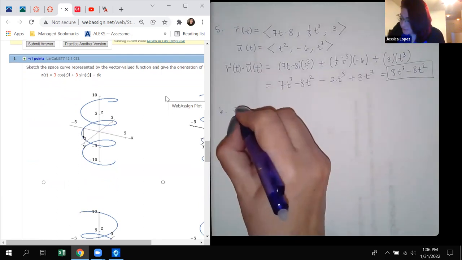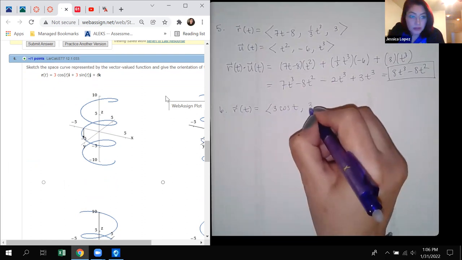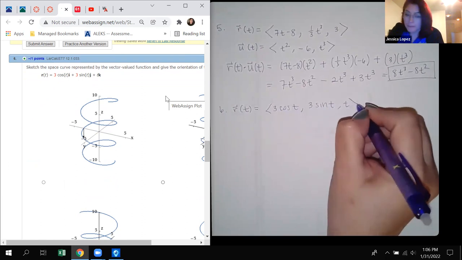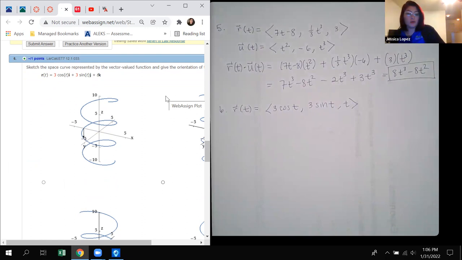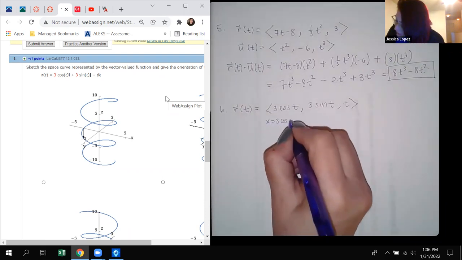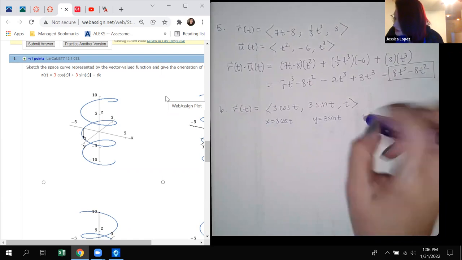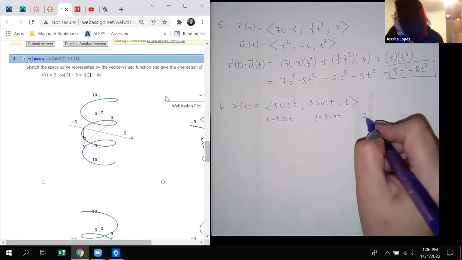Now we have R of T equal to 3 cosine T, 3 sine of T, and then T, okay? Now, you could go based on just, oh, it looks like this, so it should look like that. But I don't necessarily always memorize that information. So what I'm going to do is graph this thing. And we know that T is our parameter there, right? So we know that the X coordinate is found from finding this value, the Y coordinate is found from finding this coordinate, and then the Z value is apparently just found by finding T.